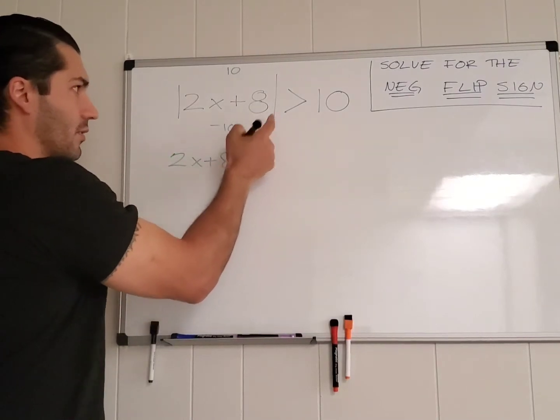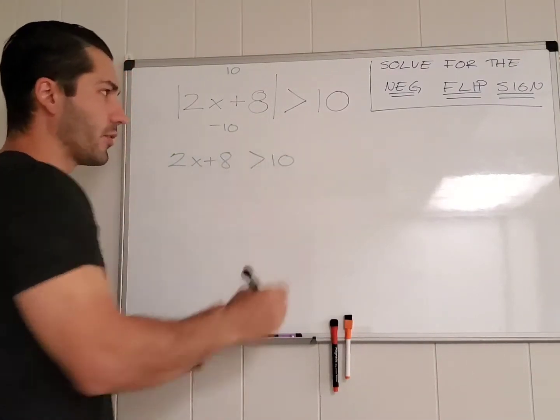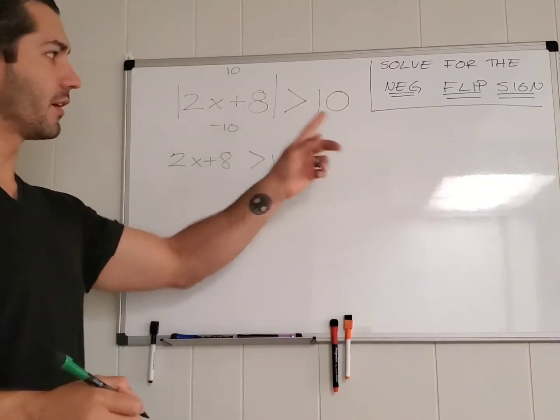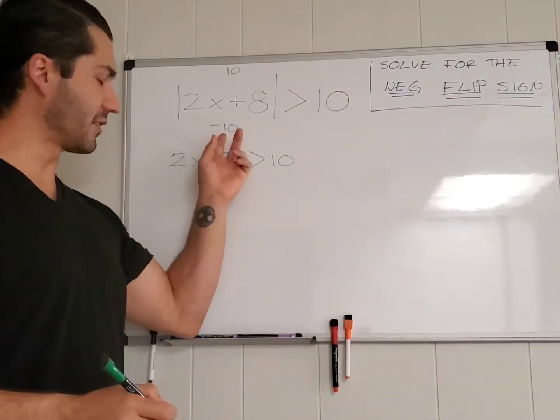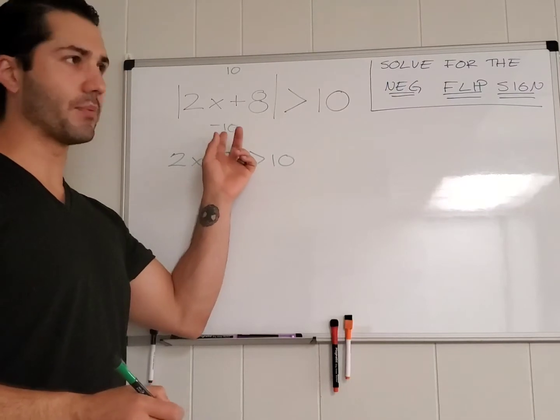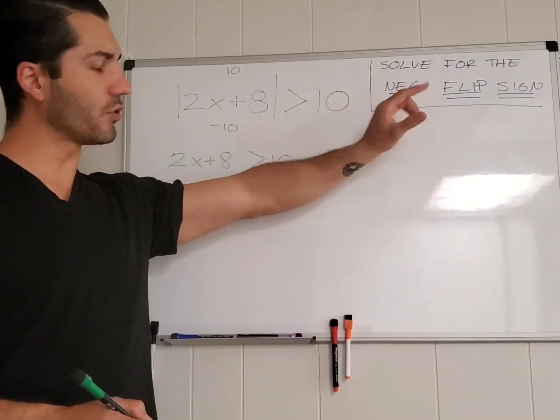2x plus 8 greater than 10. That first one, you're literally just writing what you see. When you solve for the negative, this is the big move. This is literally the thing that screws people up the most. When you solve for the negative, you flip the sign.